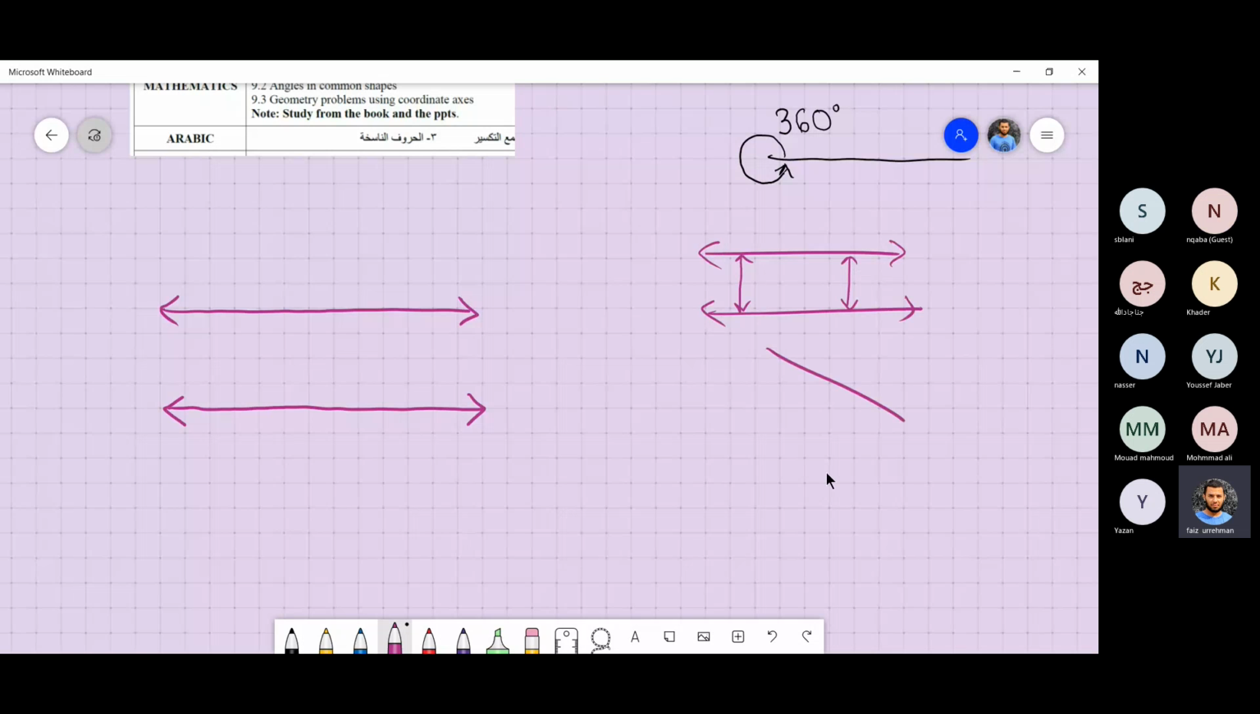But if there are lines like this, will they meet? Yes, they will meet. Are these two lines parallel? No. Why not? Because this is not a straight line. This is a straight line, and this is a straight line.